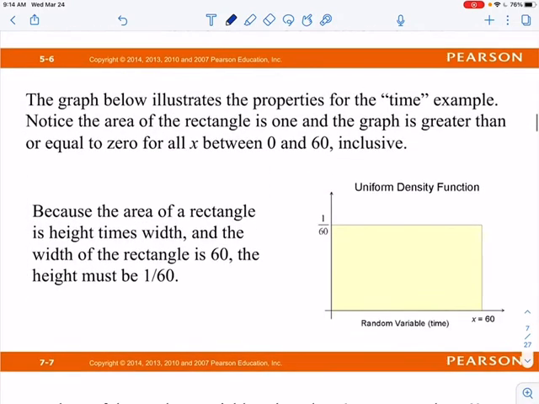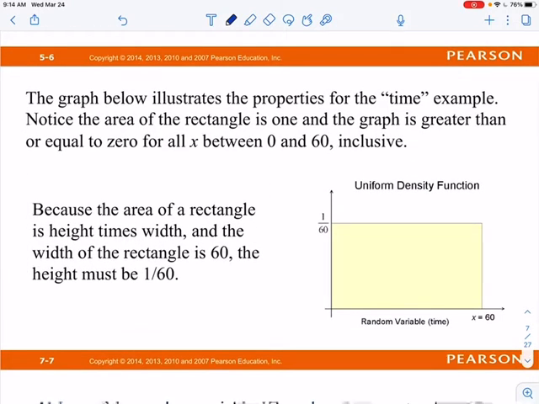So now let's take a look at what this graph looks like. The graph below illustrates the properties for the time example. Back to our Postal Service one. Notice the area of the rectangle is 1, and the graph is greater than or equal to 0 for all values of x between 0 and 60 inclusive.